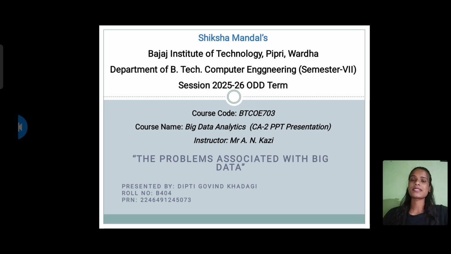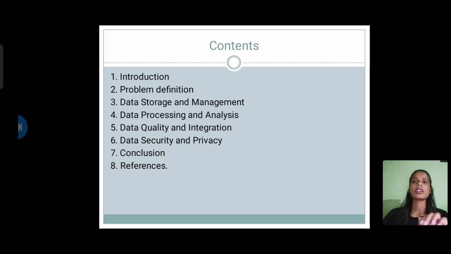Today I'm going to present my CA2 presentation on the topic: the problems associated with big data. In this presentation, I will cover the following points. First, I will begin with an introduction, then explain the problem definition, followed by four main problems of big data. Then data storage and management, data pre-processing and analyzing, data quality and integration, and data security and privacy. Finally, I conclude with a short conclusion and references.